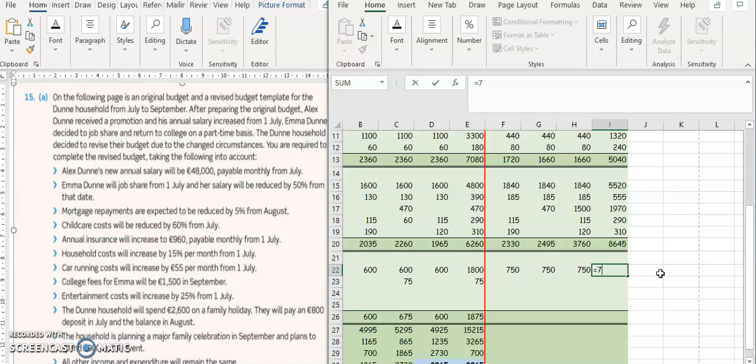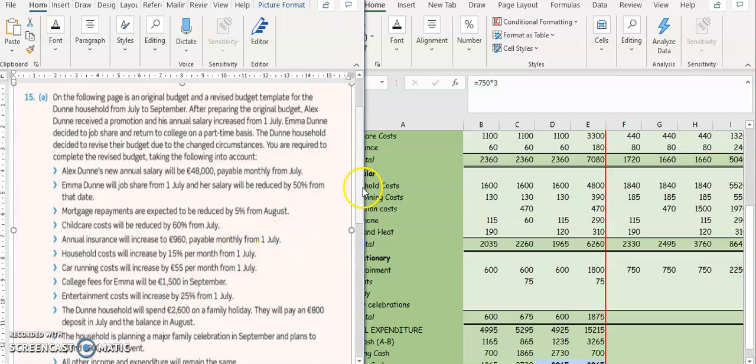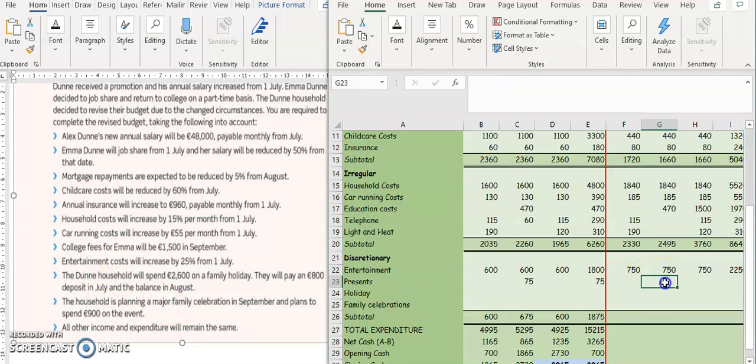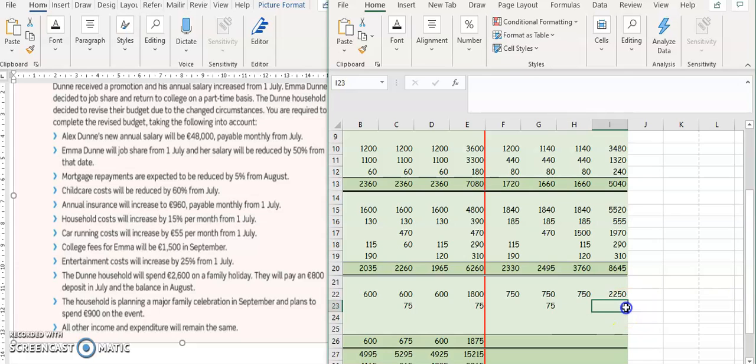So just to be careful here now when I'm multiplying, to make sure I'm using the correct figures and not make the same error again. So 750 by 3. So entertainment costs, that's in. Presents, does it mention anything about presents? No, so presents are going to be the same at 75. So that's 75 in our August column, and then in your total then it's going to be 75 as well.